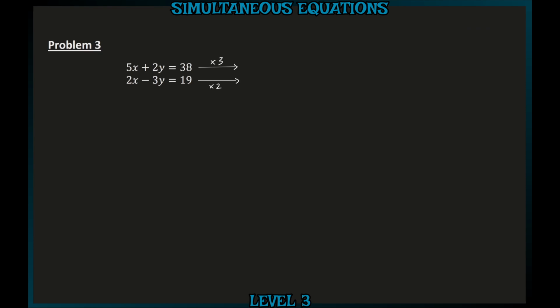So multiplying the first equation by 3, we've got 5x times 3 is 15x, 2y times 3 is plus 6y, and 38 times 3 is 114. Moving on to the second equation, 2x times 2 is 4x, minus 3y times 2 is minus 6y, and 19 times 2 is 38. Now, since we're eliminating the y's, as mentioned earlier, their signs are different, which means we're going to add them together, because 6y added to minus 6y is 0, so the y's will be eliminated.